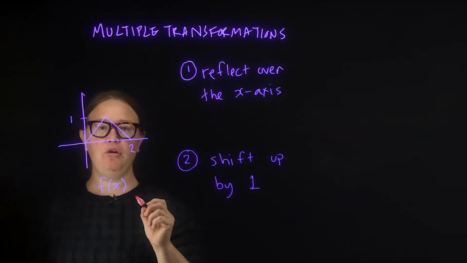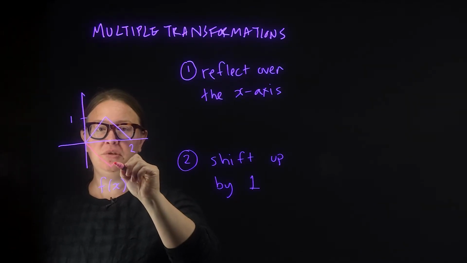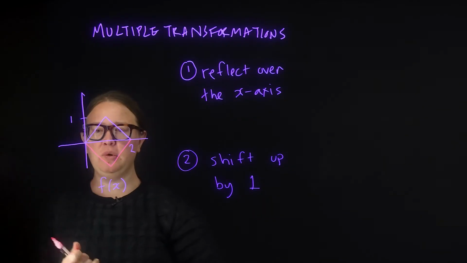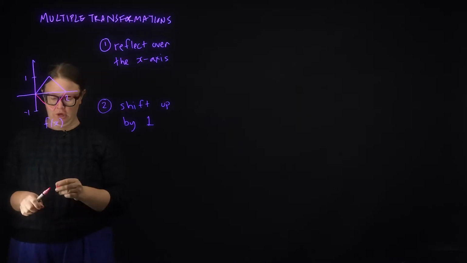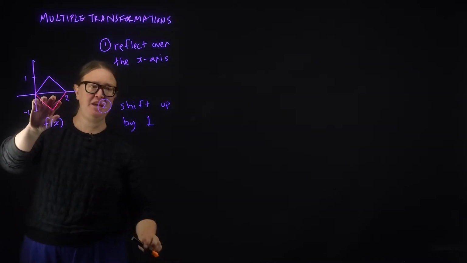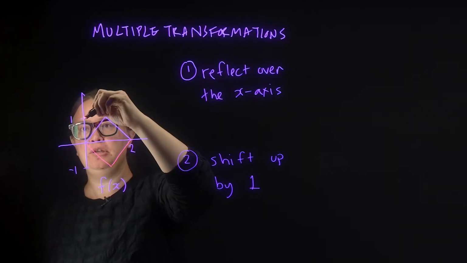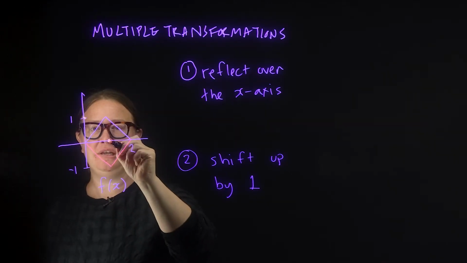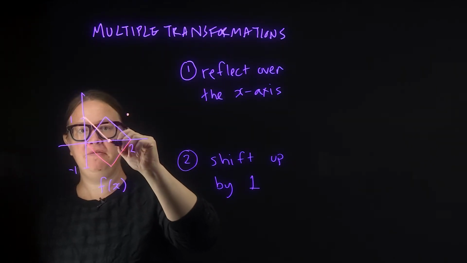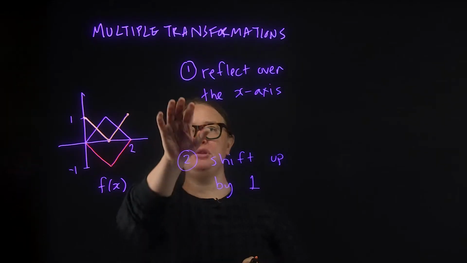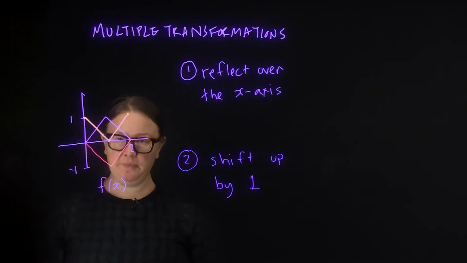So if I reflect over the x-axis, I'm going to take each of my outputs and take their opposite or their negative. And so the result of doing that is going to look like this pink function here. Okay, now I want to shift that result, that pink graph, up by 1. So I'm going to take each of those outputs. 0 is going to go to 1, -1 is going to go to 0, and 0 is going to go to 1. And so my final graph, after first reflecting over the x-axis and then shifting up by 1, is going to look like this orange graph.